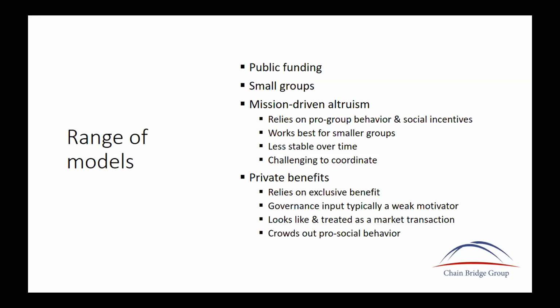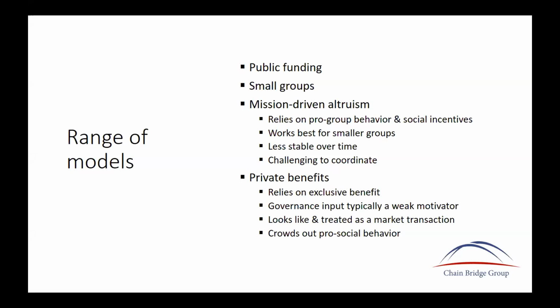Most collective funding offers, however, rely on some combination of altruism and private benefits. Many collective funding models, including so-called membership models, rely on altruism to motivate contributions.